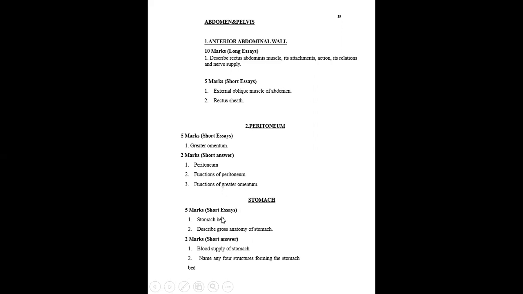Next, stomach, 5 marks, stomach bed. Blood supply of stomach can be asked here as 5 marker. Describe gross anatomy of stomach. One more question that can be asked here is lymphatic drainage of stomach. 2 marks in this area, blood supply of stomach. So here it is asked as 2 marker, so just name the vessels. Name any 4 structures forming the stomach bed. Stomach bed is asked for 2 marker, but it can be asked as 5 marker also.